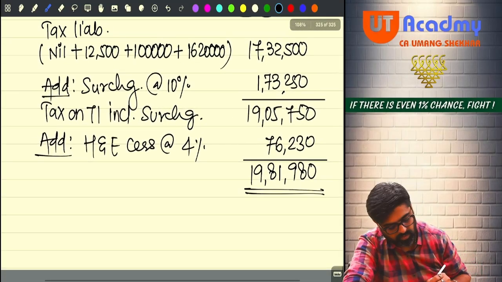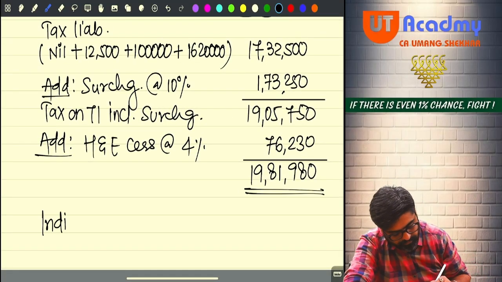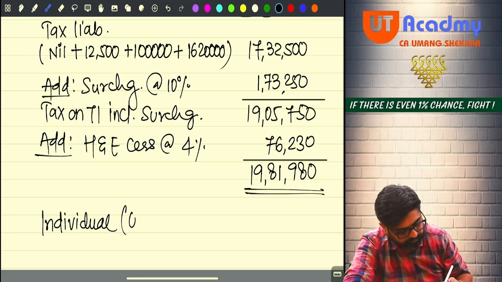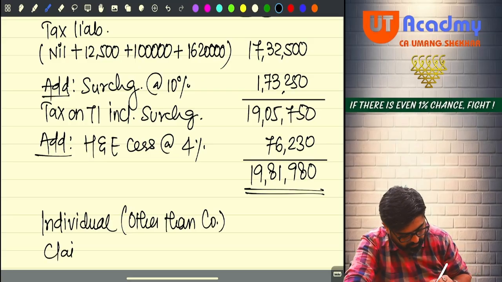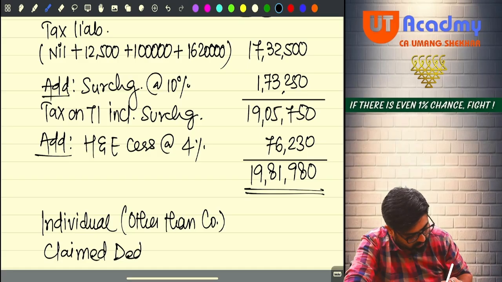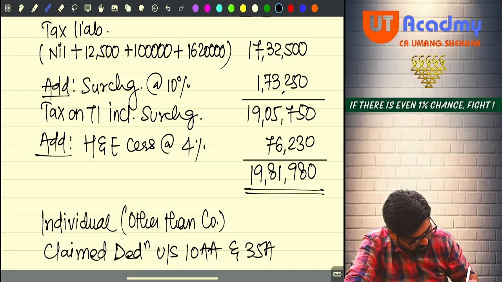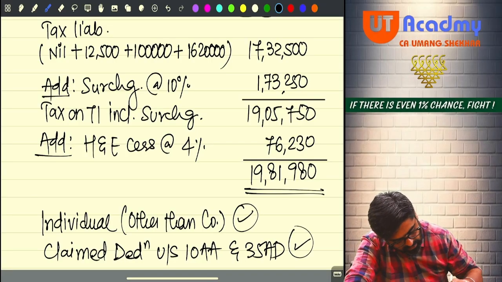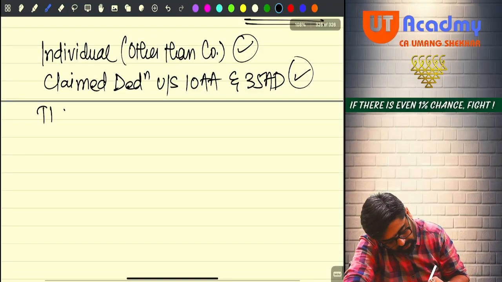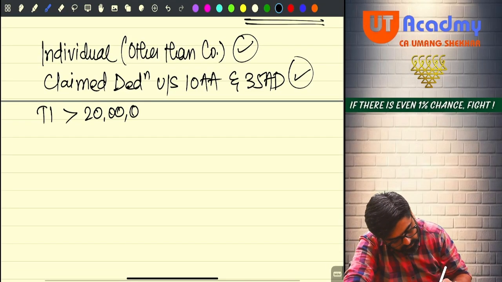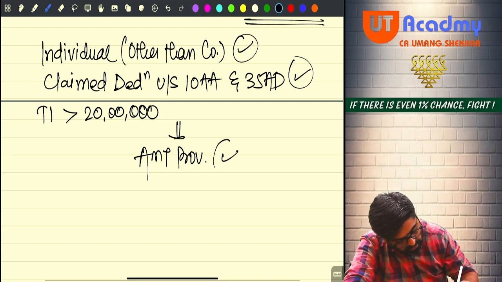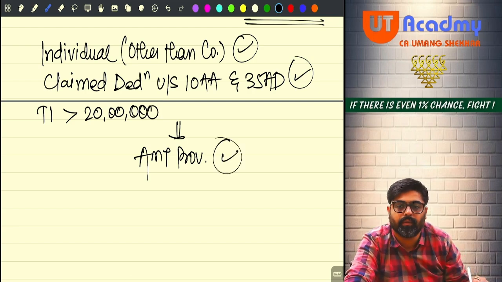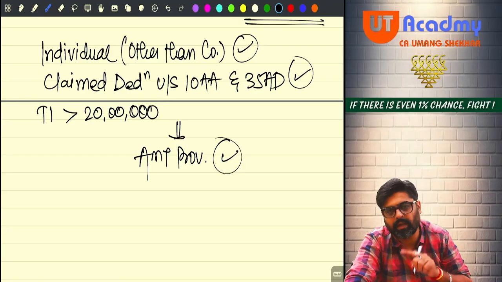So now what you are supposed to do? Individual who is other than company claimed deductions under section 10AA and 35AD, yes or no? And after claiming this deduction, total income is greater than 20 lakhs. So now the AMT provisions will become applicable. Now whether you are liable to pay AMT or not, that we are going to check now.